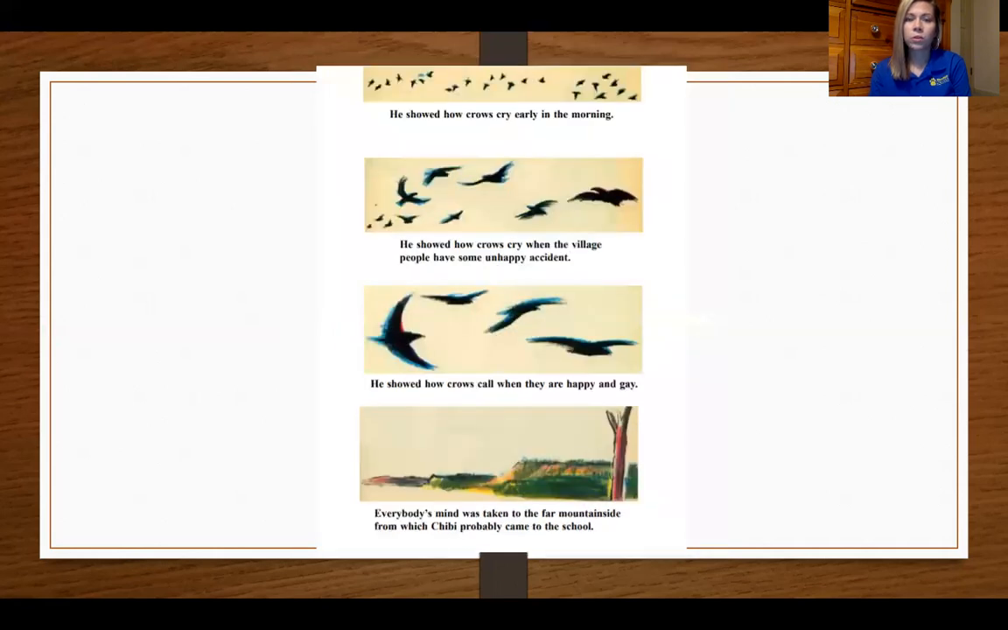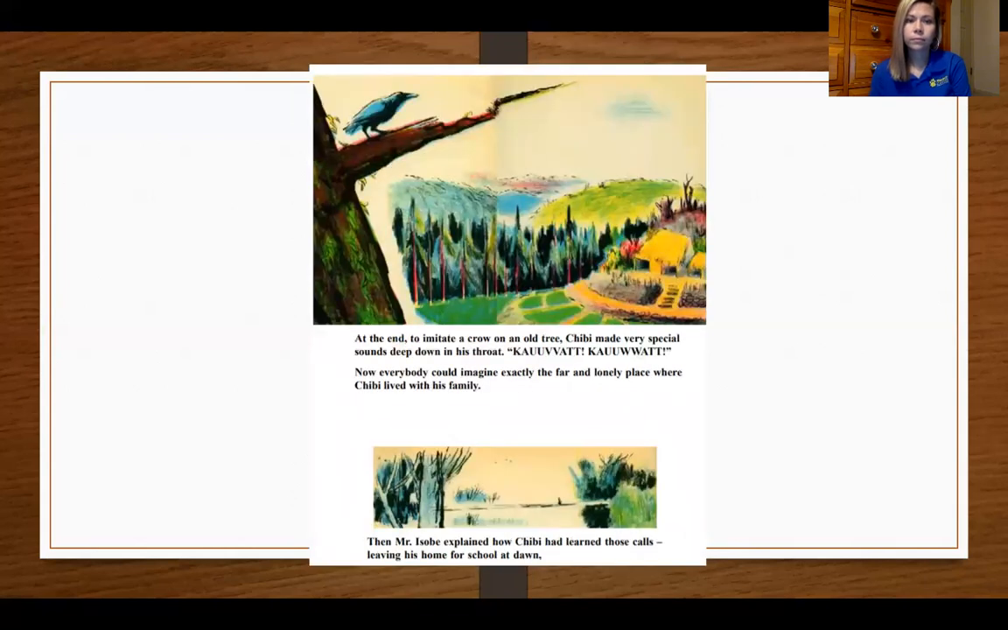He showed how crows cry early in the morning. He showed how crows cry when the village people have some unhappy accident. He showed how crows call when they are happy and gay. Everybody's mind was taken to the far mountainside from which Chibi probably came to the school. At the end, to imitate a crow on an old tree, Chibi made a very special sound deep in his throat. Now everybody could imagine exactly the far and lonely place where Chibi lived with his family.